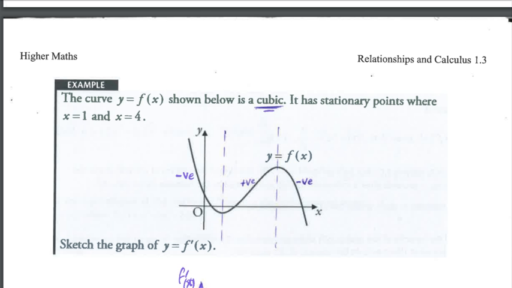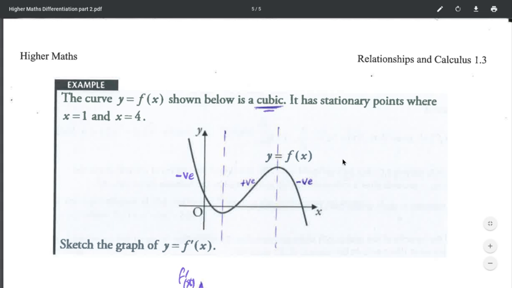The curve y equals f of x, shown below as a cubic, has stationary points where x equals 1 and x equals 4. Sketch the graph of y equals f dashed of x. So we need to sketch a graph that describes the gradient of this original graph.